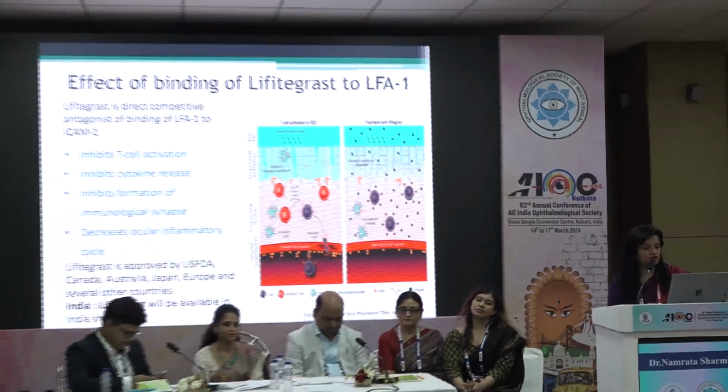It targets the LFA-1 ICAM complex, and it suppresses the inflammation by mimicking ICAM-1. By blocking the interaction between lifitegrast and ICAM-1, LFA-1 and ICAM-1, it is able to disrupt the various key steps in T cell mediated inflammation, which is responsible for the dryness.